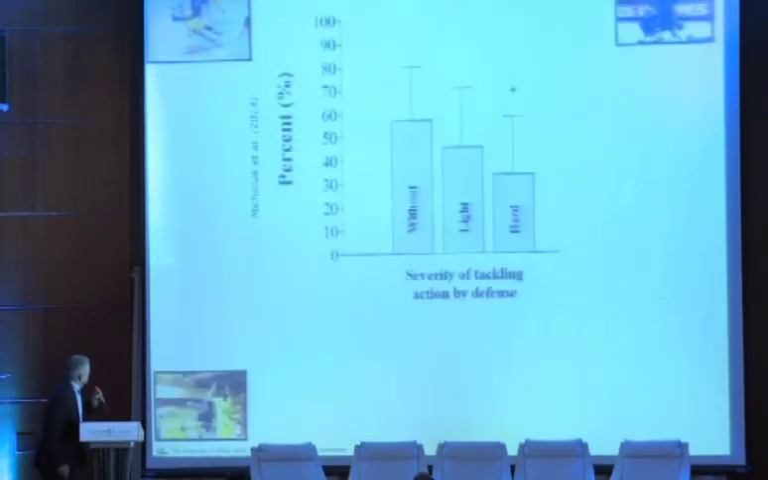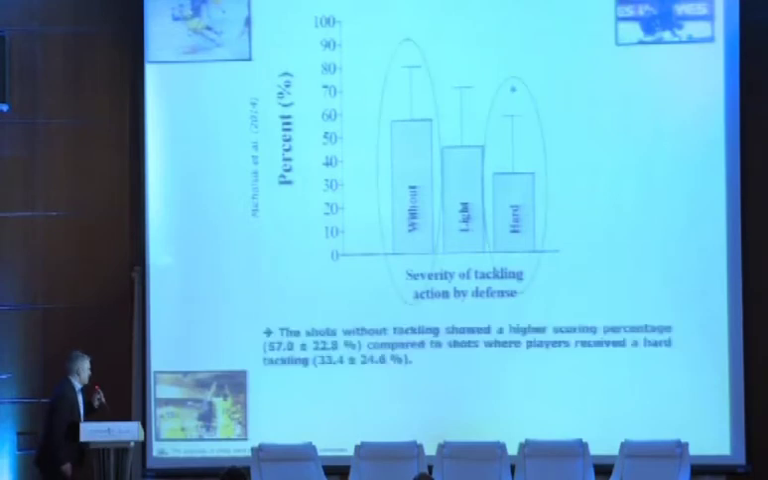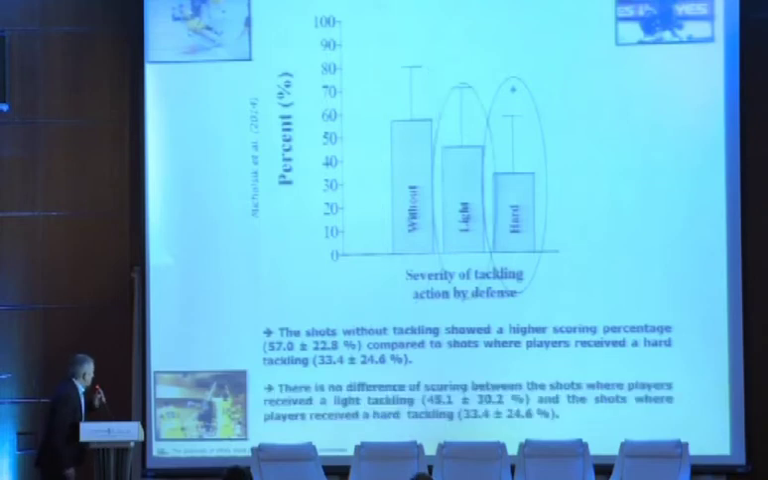Now, concerning the type of contact and scoring, on this figure there is the scoring expressed in percent as a function of the severity of tackling action by defense, that is to say, without tackling action, with light tackling action, or with hard tackling. The main result of this study shows that shots without tackling show a higher scoring percentage compared to shots where the player received a hard tackling, and secondly, there is no difference of scoring between the shots where the player received a light tackling and the shots where the player received a hard tackling.